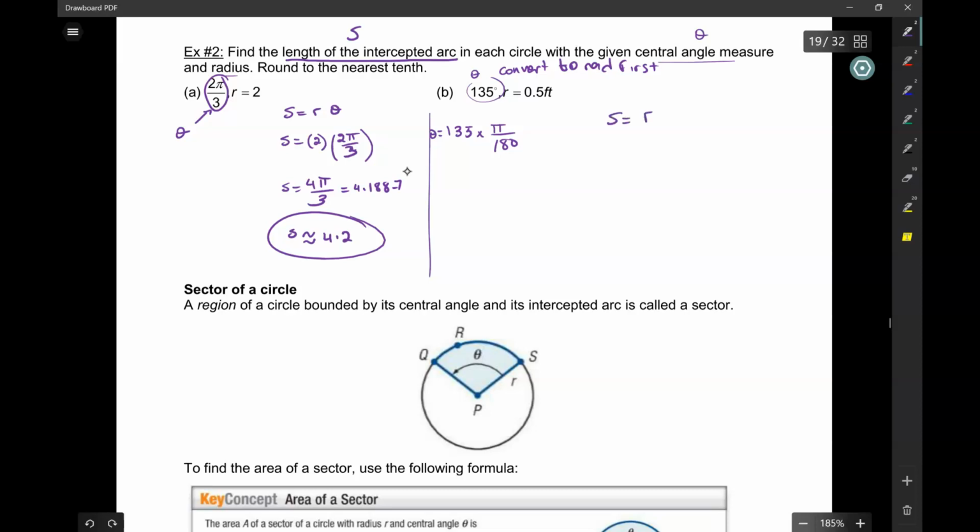S equals R theta. So now what was my theta here? It's just 135 pi over 180, right? So if it's an intermediate step, you don't have to convert. It'll minimize some work for you. So look at what I'm going to do. S equals, R is 0.5 feet times 135 pi over 180.